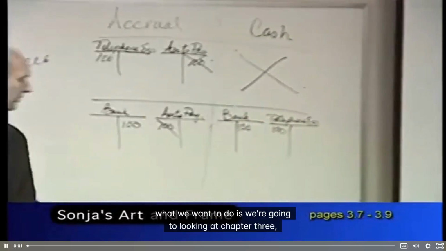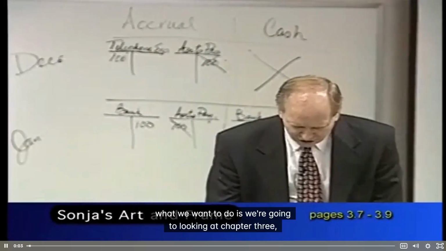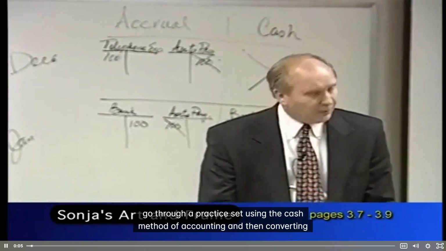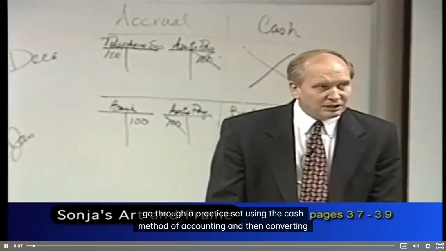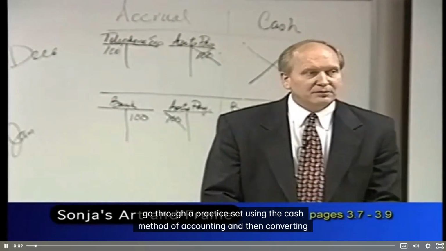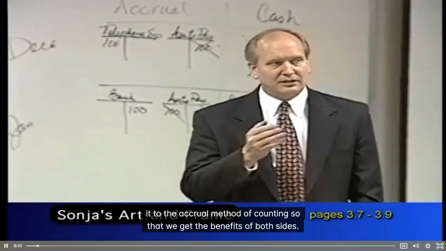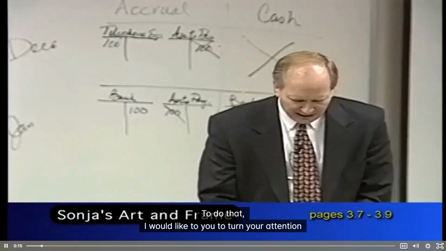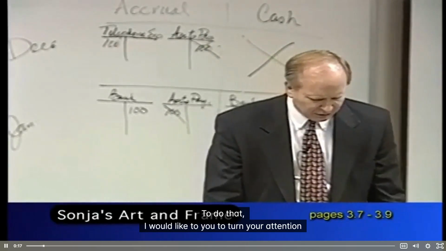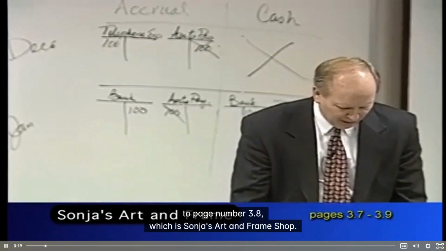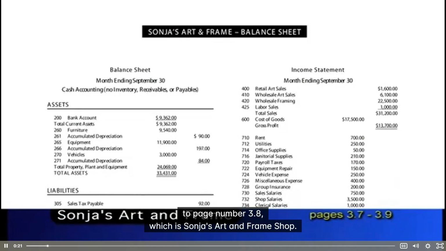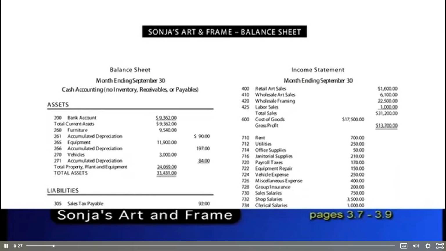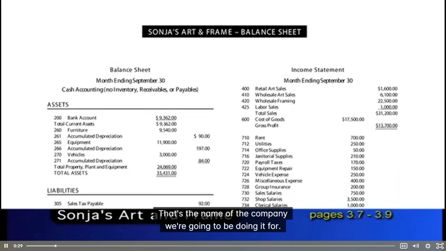Well, with that in mind, looking at Chapter 3, we're going to go through a practice set using the cash method of accounting and then converting it to the accrual method of accounting so that we get the benefits of both sides. To do that, I would like you to turn your attention to page number 3.8, which is Sonja's Art and Frame Shop. That's the name of the company we're going to be doing it for.